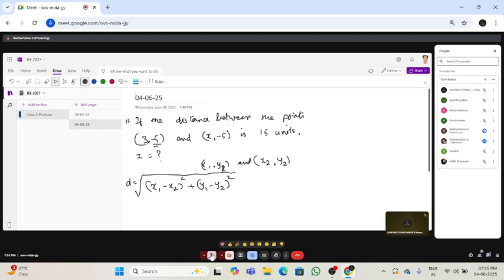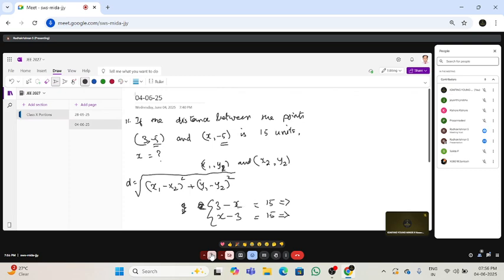In this case you see that the y coordinate is the same. So that means (y1 minus y2) the whole square is going to be 0. So it's only the difference between 3 and x. You can say that it will be the root of (3 minus x) the whole square, or plus or minus (3 minus x). That means 3 minus x or x minus 3. There are two values possible. It can be either 3 minus x or x minus 3, which is given as 15. So you have to solve in both the cases. Either 3 minus x can be 15 or x minus 3 can be 15.